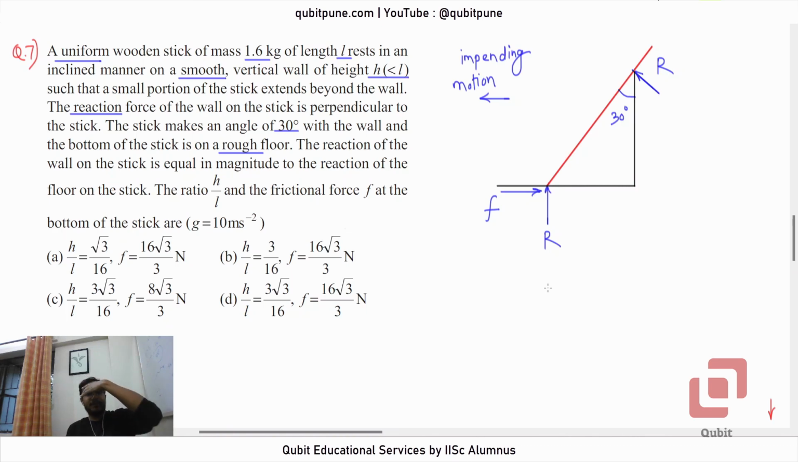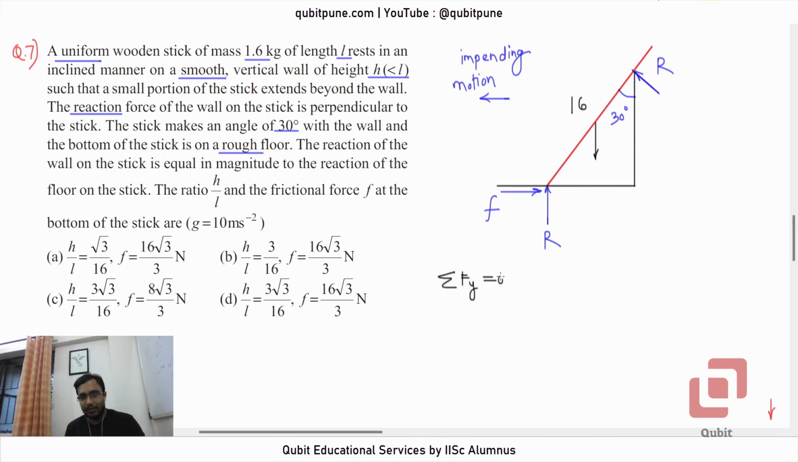Any other force that remains to be shown? Weight needs to be shown. Mass 1.6, g 10, so weight will be 16. Let me show it at the midway. So there are 4 forces acting on the ladder, and under these 4 forces we have to assume that it is in the impending motion state. Let's now apply the equations of equilibrium.